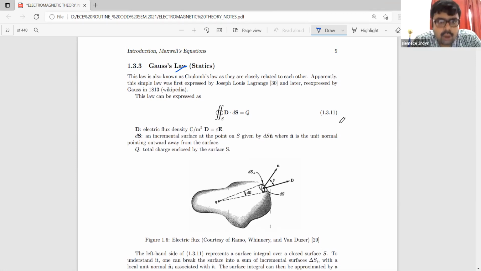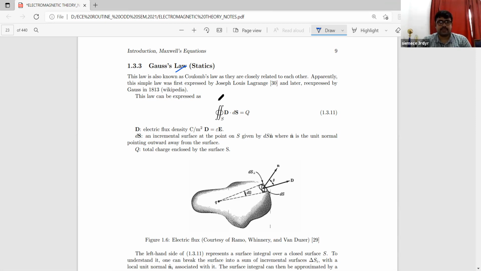So this law is also known as Coulomb's law, as they are closely related to each other. We know there is a certain relation between Coulomb's law and Gauss law, and we can easily correlate each other. Apparently, this simple law was first expressed by Joseph Louis Lagrange, the famous mathematician, famous in respect to electrical and electronics engineering, and later re-expressed by Gauss in 1813. So this law can be expressed as this notation.